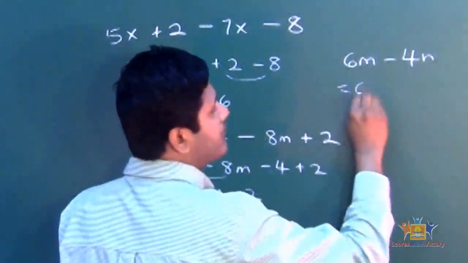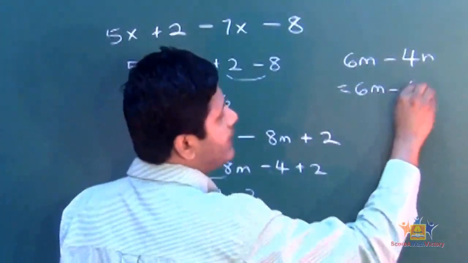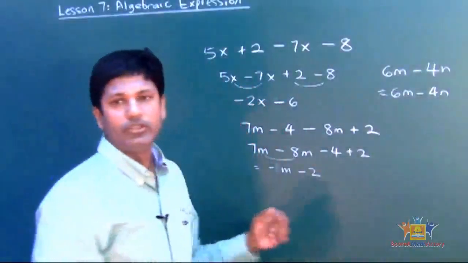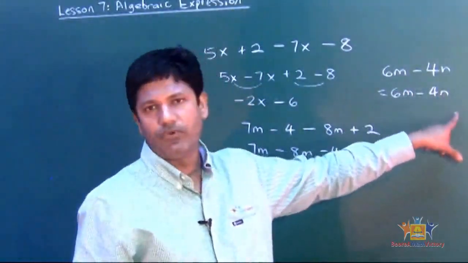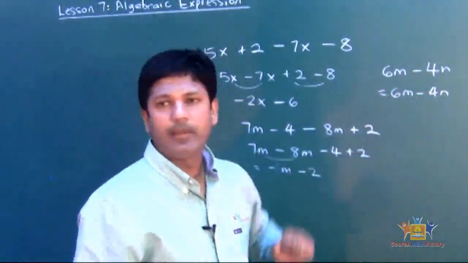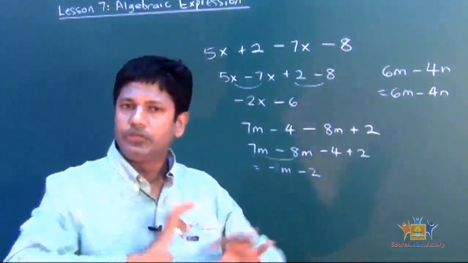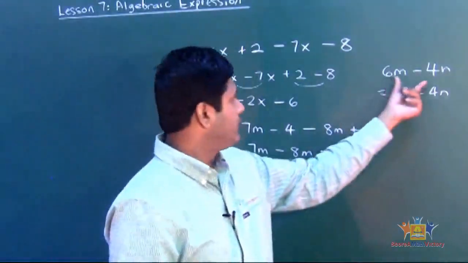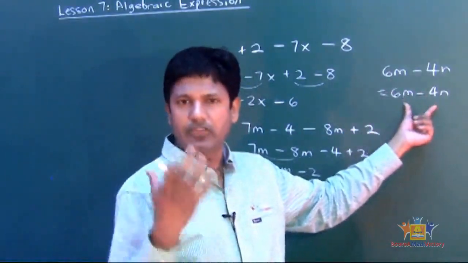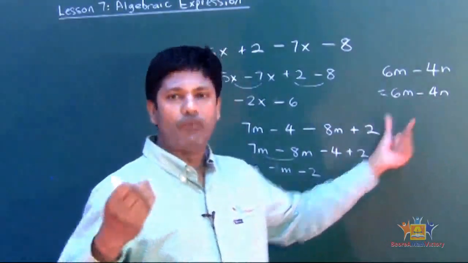Don't leave it blank, because that shows you don't understand. Okay, this is the answer. You rewrite that answer, 6m minus 4n. You do not leave it blank. Blank means you don't know, that you didn't have an answer for it. The answer for this is this: you just rewrite exactly 6m minus 4n.